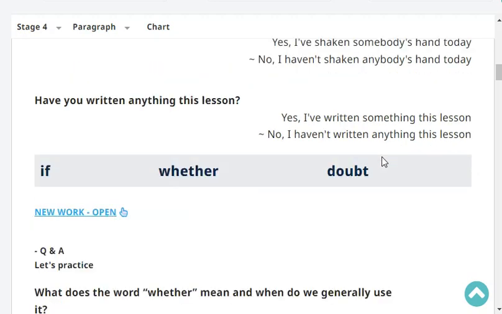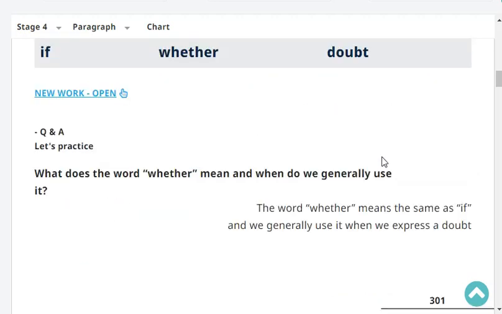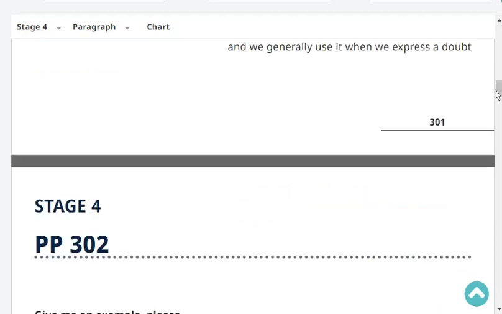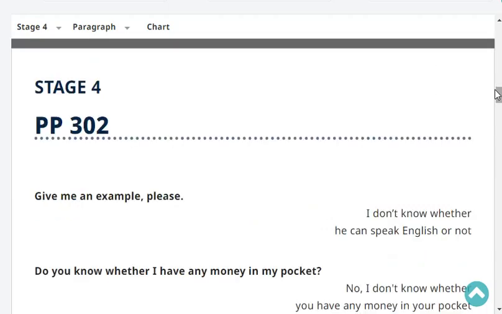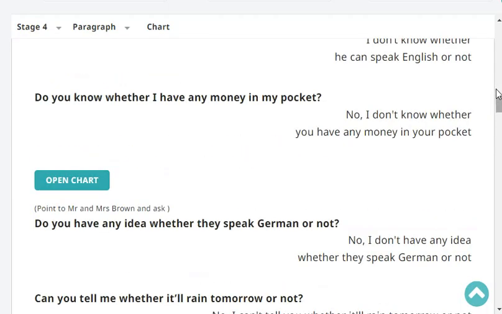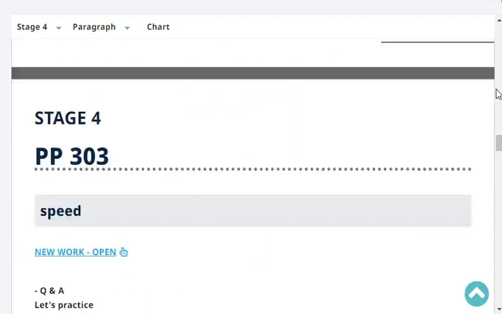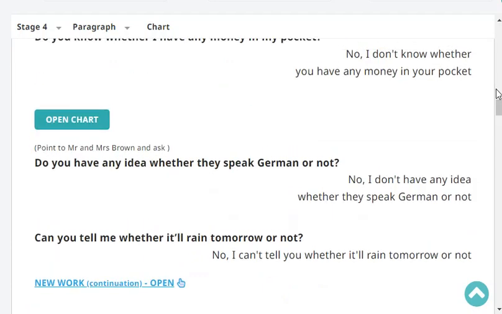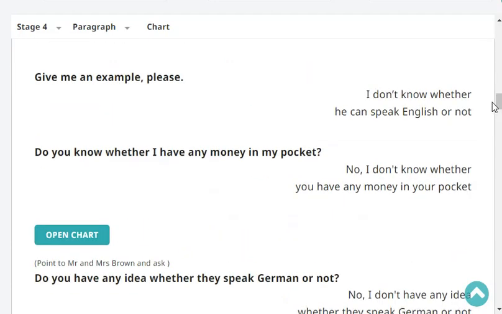If, whether, doubt. What does the word whether mean and when do we generally use it? The word whether means the same as if, and we generally use it when we express a doubt. Give me an example, please. I don't know whether he can speak English or not. Do you know whether I have any money in my pocket? No, I don't know whether you have any money in your pocket.